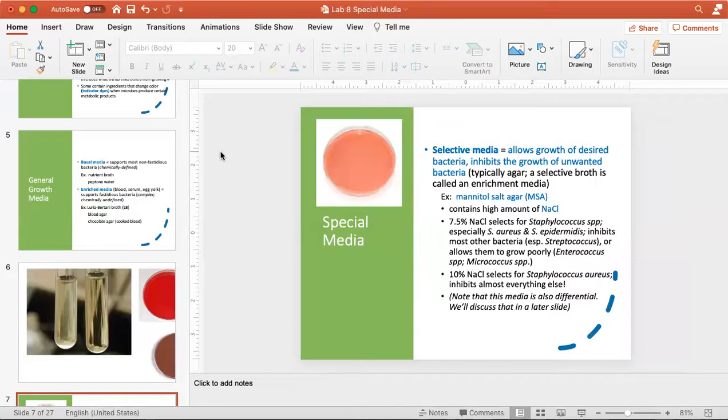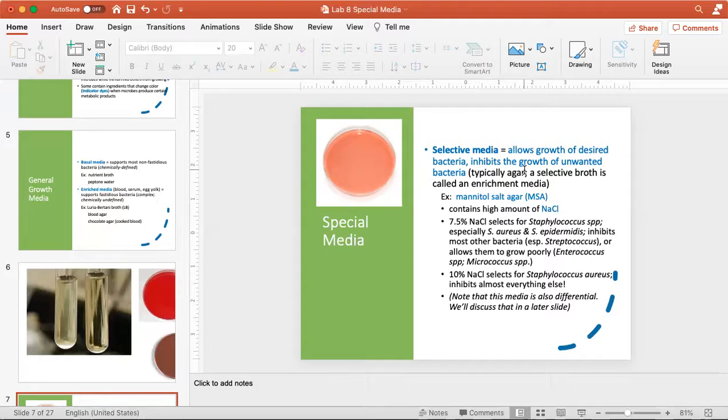So we have basal or chemically defined media. We have complex or enriched media. The third kind of media is called selective media, and this is one of the special media. Selective media is going to allow the growth of desired bacteria while inhibiting the growth of unwanted bacteria. Selective media is almost always agar. That's just something to note.